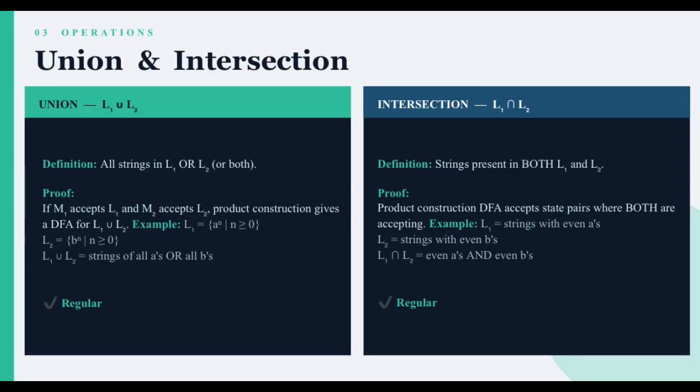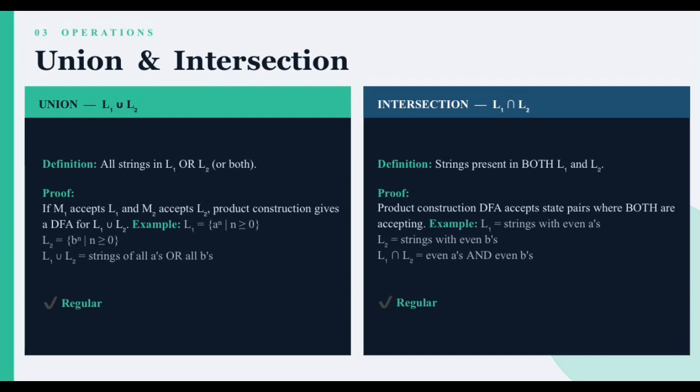Let's start with union. The union of two regular languages L1 and L2, written as L1 union L2, contains all strings that are in either L1 or L2 or both. To prove this is regular, suppose M1 is a DFA that accepts L1 and M2 is a DFA that accepts L2. We can build a product construction DFA that runs both machines simultaneously and accepts a string if either machine accepts it. Since we can always build such a DFA, the union is regular.